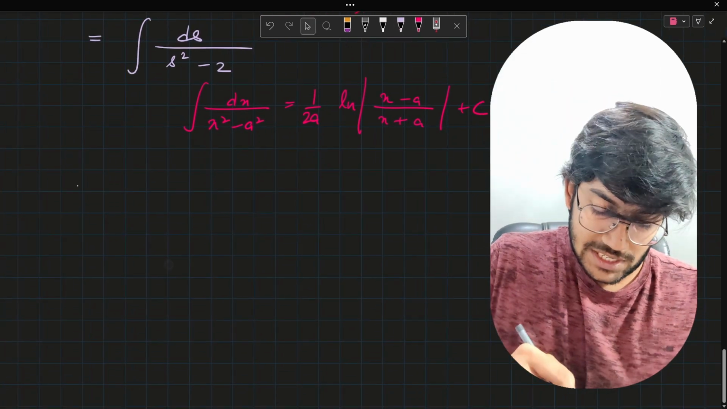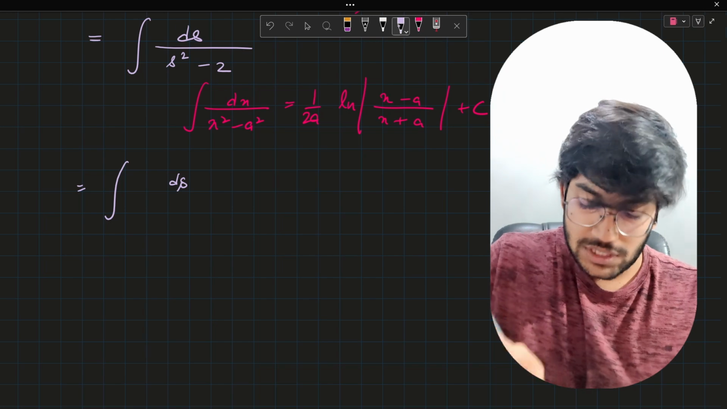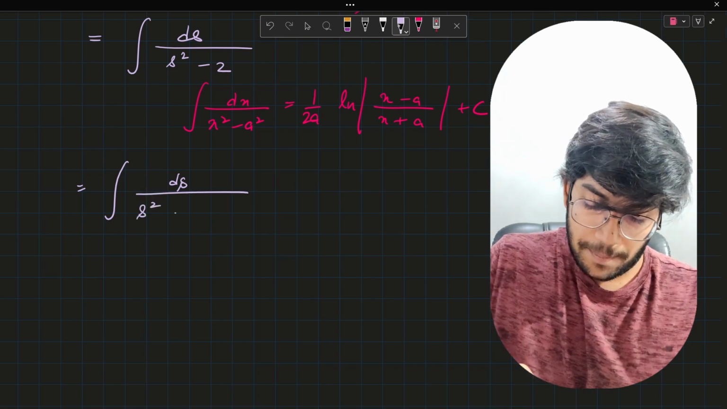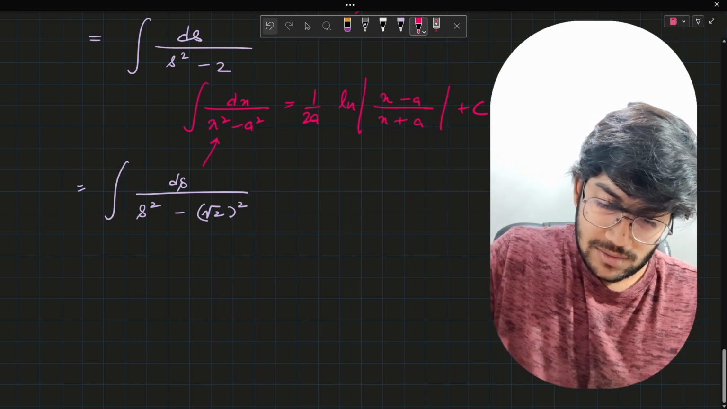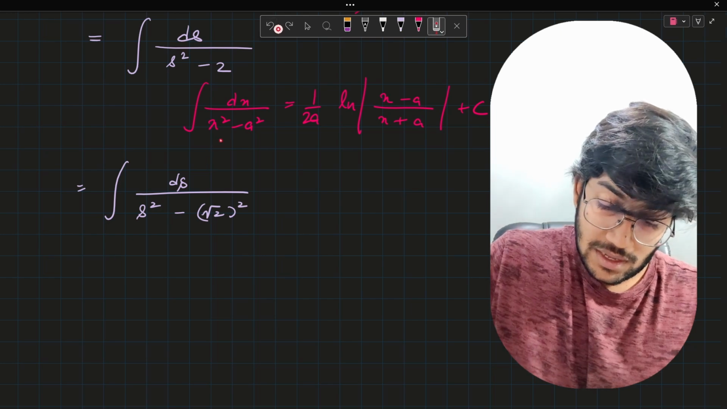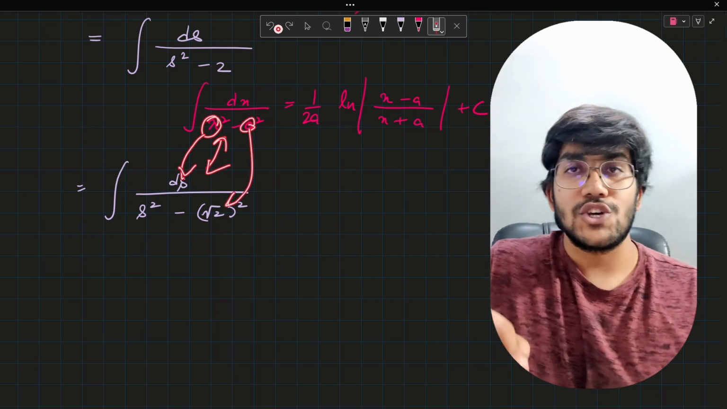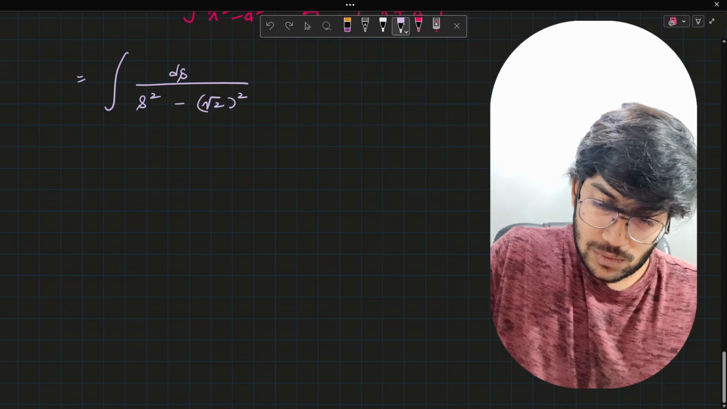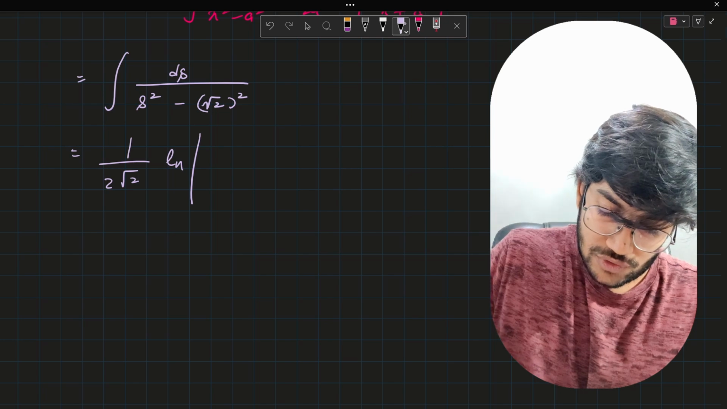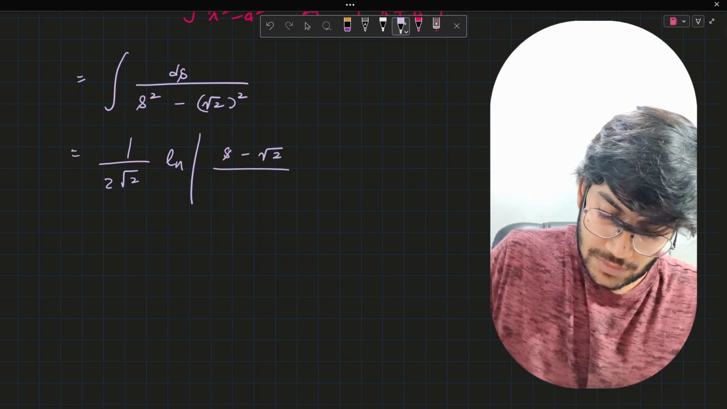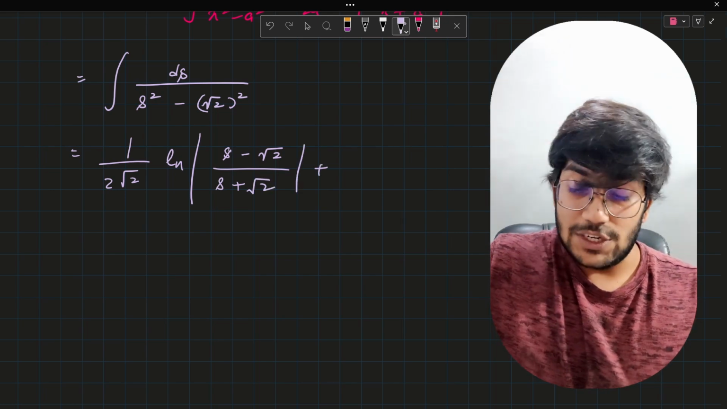So what this gives us is basically this integral of ds over s square minus root 2 whole square. I'll just do one more step. So we have a 1-to-1 correspondence. So here x is s and a is again root 2 in this case as well. So what this gives us is equal to 1 by 2 root 2 ln norm of s minus root 2 by s plus root 2 plus, let's say the constant of integration is c2.